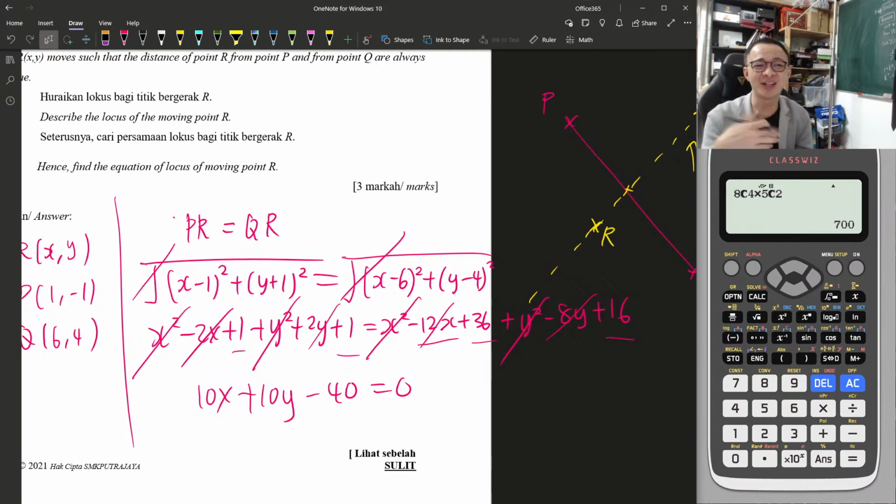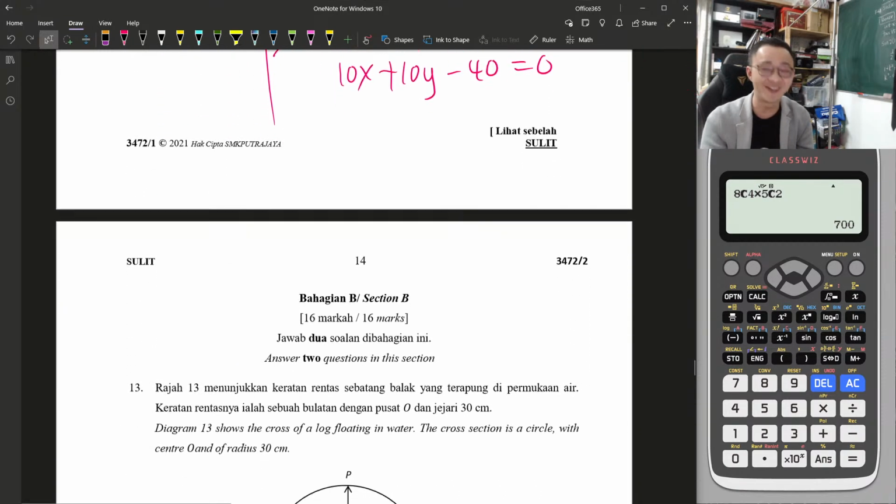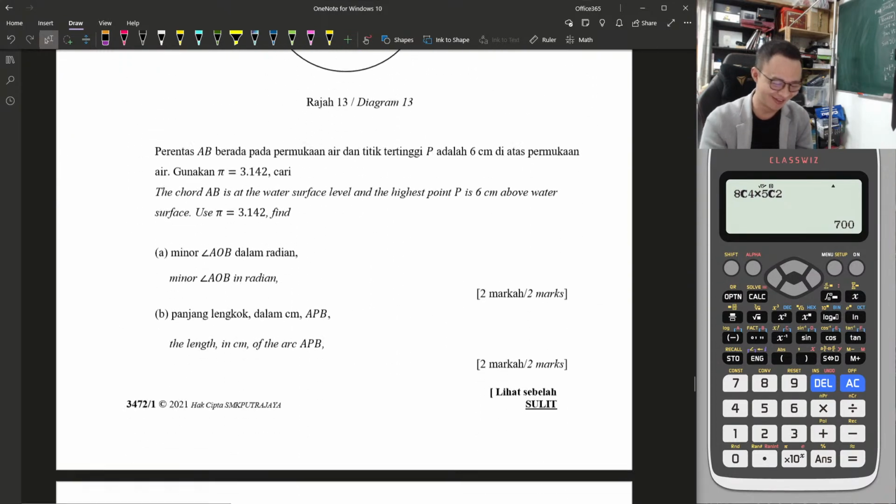Because just now, some questions I just scrolled through. I didn't really go into detail, because when I scrolled through I felt like I could do it, so I would just skip. But now I discover it's quite easy.